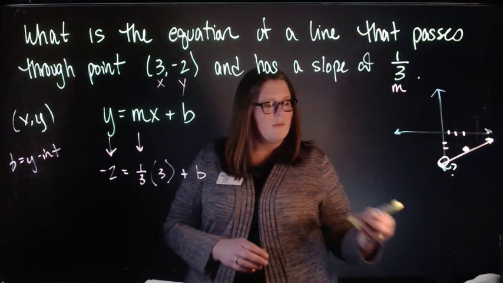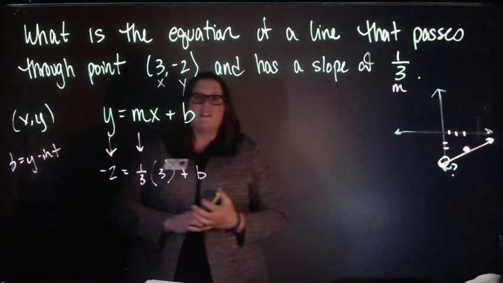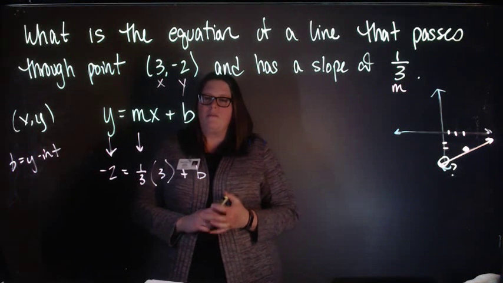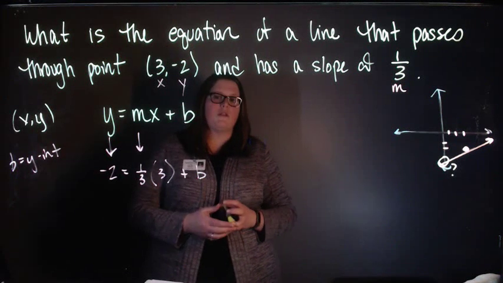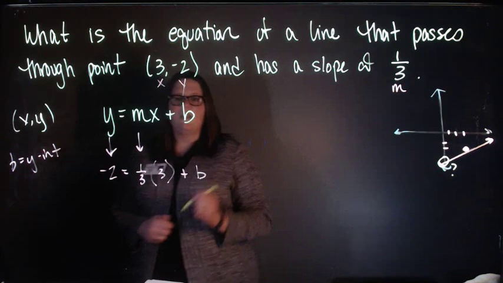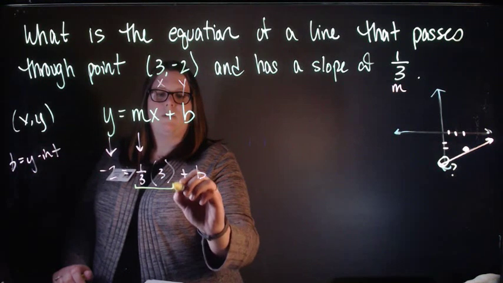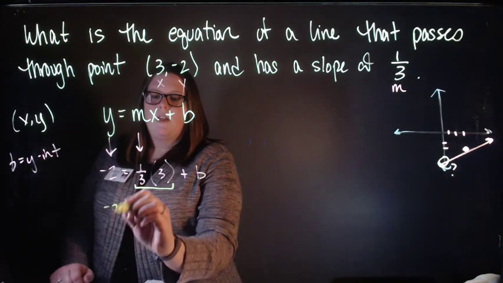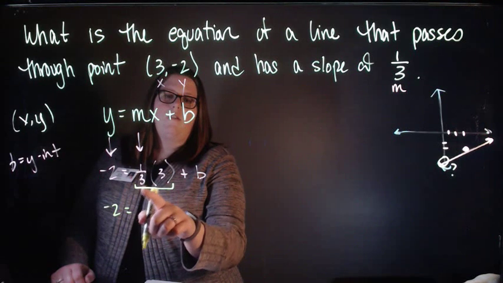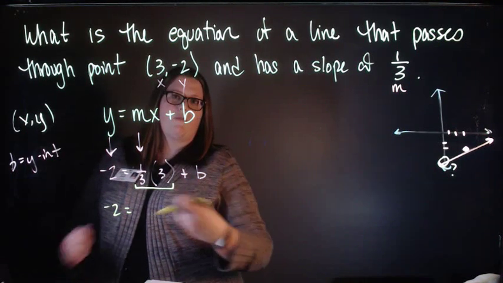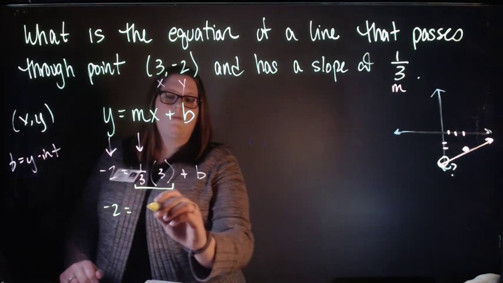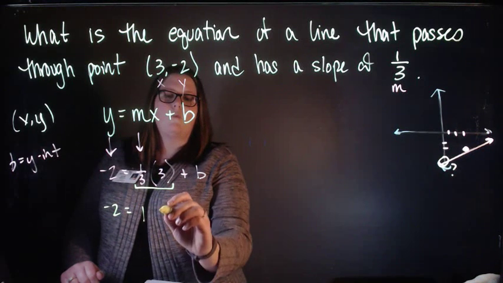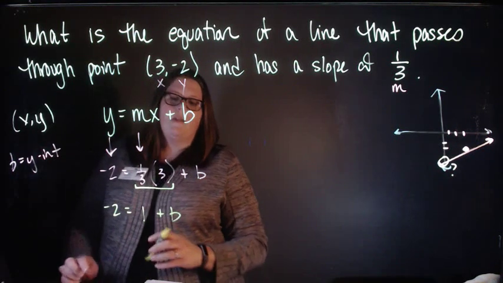Let's find a marker that works a little better here. So let's solve for b here. So we have negative 2 equals 1/3 times 3 plus b. So we can make this into one number. Let's clean this up a little bit. So we have negative 2 equals, and then 1/3 of 3. If I'm going to split 3 into 3 equal pieces, each piece would be 1. Right? 1/3 of 3 is 1 plus b.